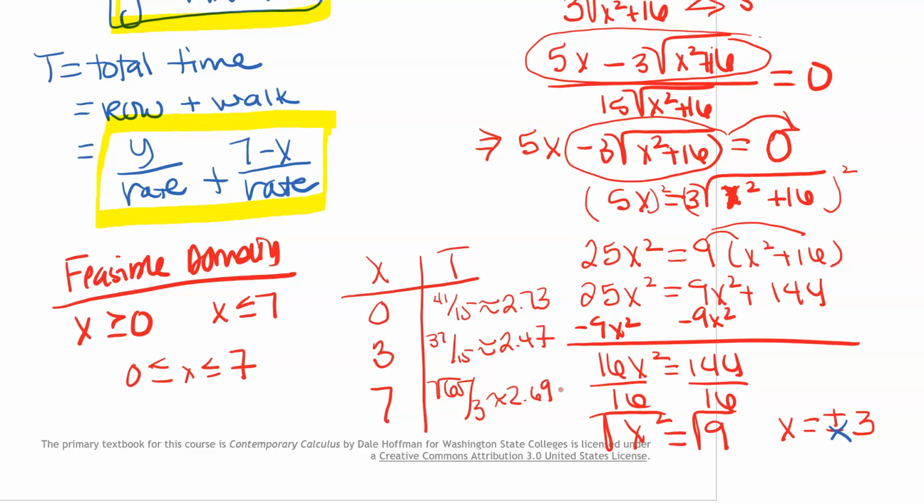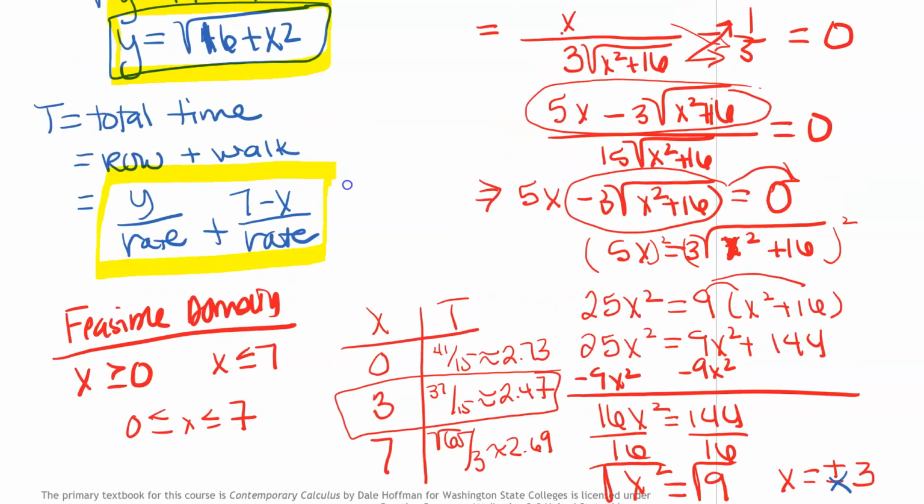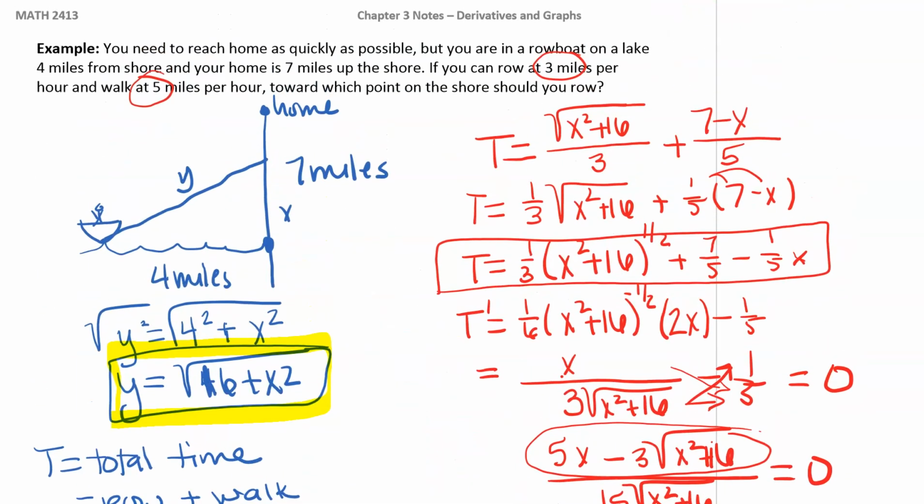Now we are wanting to minimize the total time. And so looking at these values, this one right here is the smallest amount of total time that we would actually travel. And so that means my x would be 3. Meaning, coming back up here, we need to row 3 miles more upshore and then we'll walk an additional 4 miles.